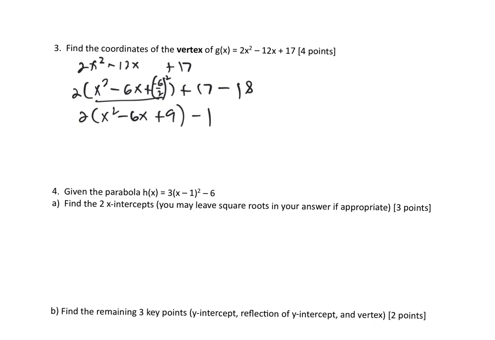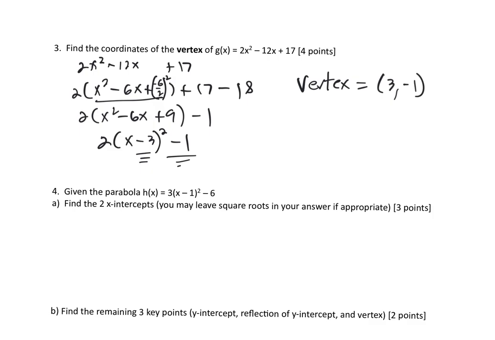And the reason that we do this is because this can then be factored to 2 times x minus 3 squared minus 1. And that means that the vertex, which is what the question was asking, is 3, negative 1. Again, the opposite of this value here, and then this actual value here.